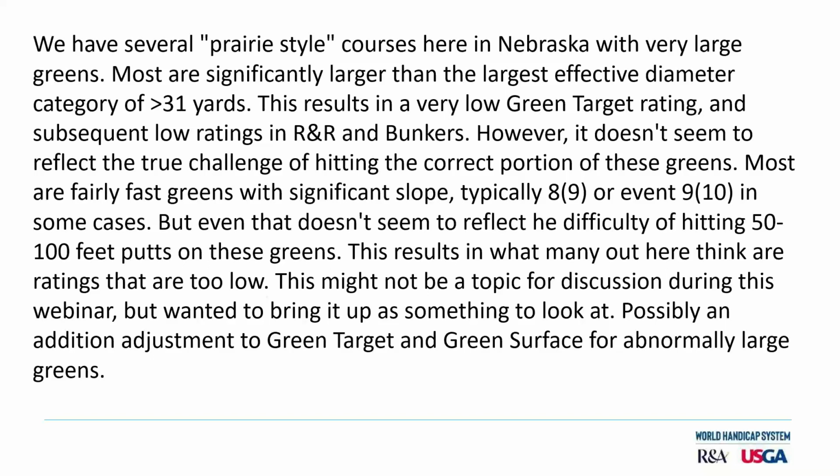Really good question. The reason I say that is because this has been on our course rating committee agenda probably at least 5 times since I've been on staff. We've discussed it at length. We have made a couple small tweaks to the system to account for this. One of them is that we have eliminated the highest green target or effective green diameter column that was in the old system. So we used to have a greater than 36-yard column. We eliminated that. So we said anything 31 or greater, if you look in the new book, is the highest possible category in terms of the lowest rating.